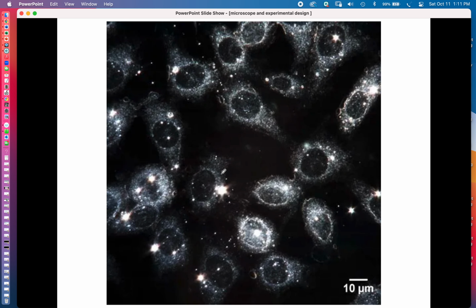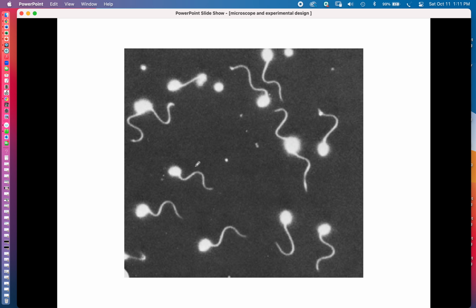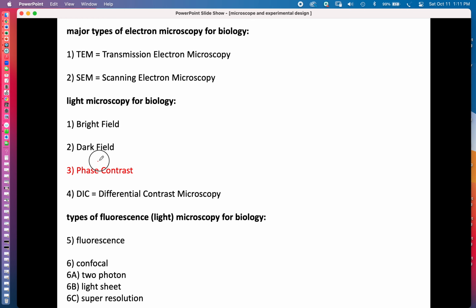Okay, here's another image of dark field. Here's another image. These are sperm. Sperm tails are famously too thin to be seen typically by a regular bright field light microscope. So that's dark field. Then the next one is phase contrast.